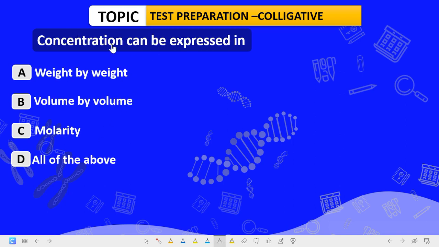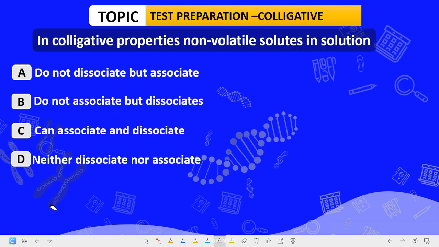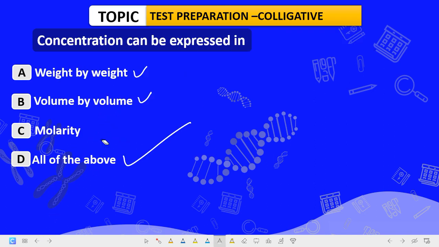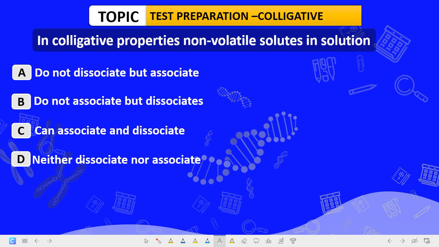Now, the next question says, concentration can be expressed in weight by weight, volume by volume, molarity, all of the above. The correct answer is all of the above, because they can be expressed in weight per weight, volume per volume, and molarity. In colligative property, a non-volatile solute in solution neither dissociates nor associates. That is the correct answer, option D.